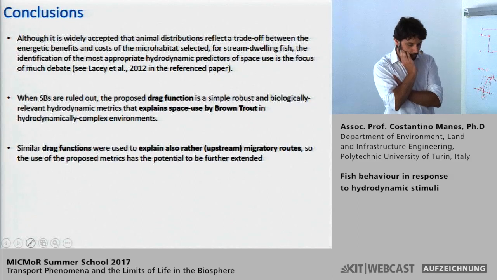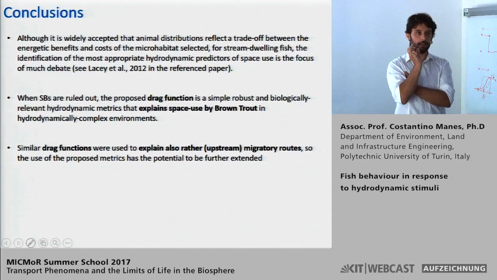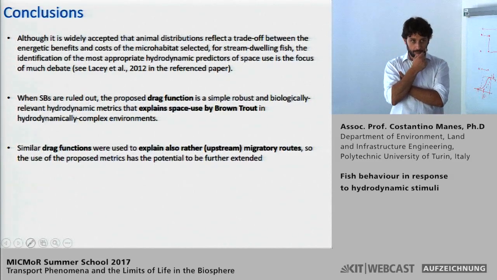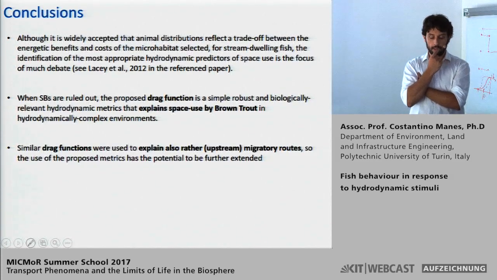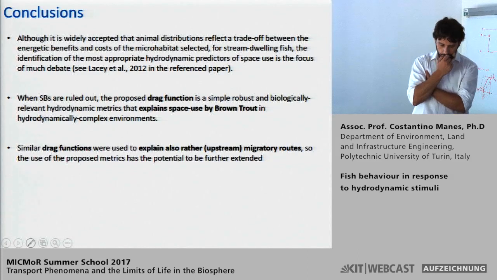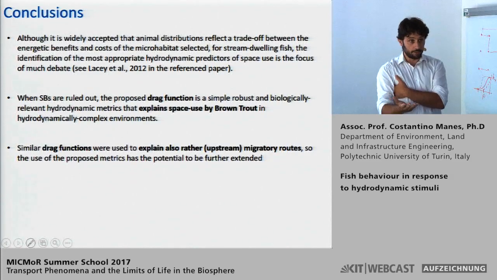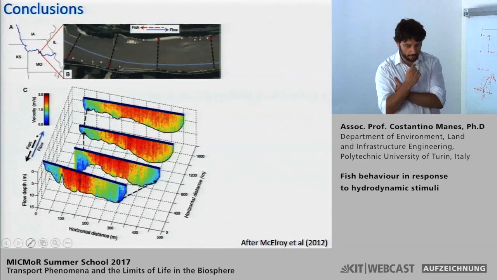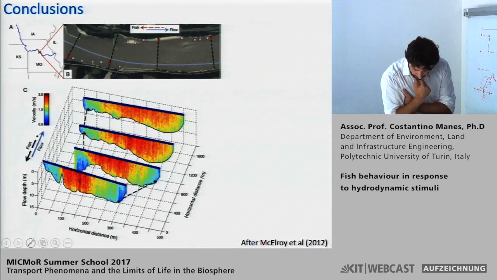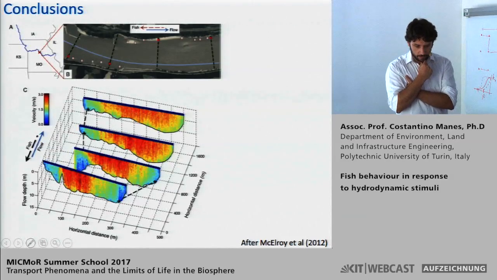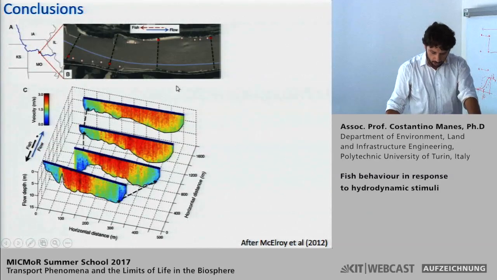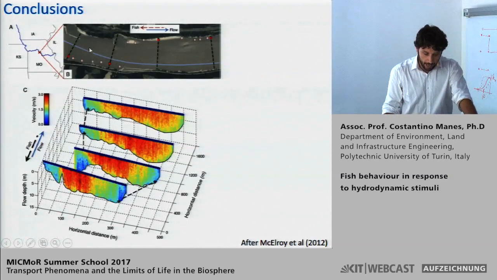And the other comment I would like to make is that a similar drag function was used to explain not only space use but also migratory routes. So the use of these metrics can be extended to explain also the preferred routes by fish while migrating. An example is the work by McElroy et al. of 2012, where they have monitored, I think, the migration of sturgeon upstream.